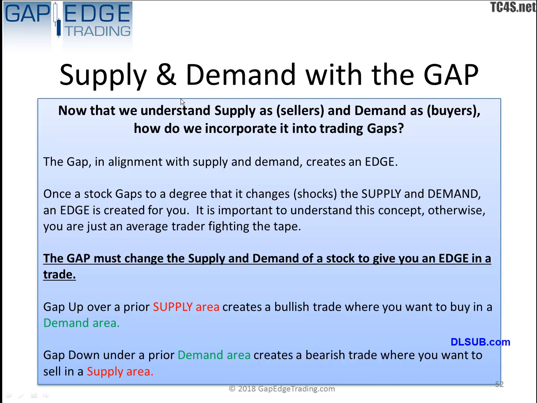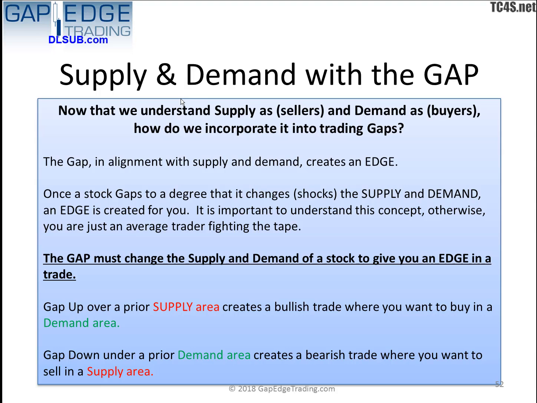Supply and demand with the gap. Now that we understand supply as a seller and demand as a buyer, how do we incorporate it into gap trading? Well, the gap in alignment with supply and demand creates an edge. Once a stock gaps to a degree that it changes the supply and demand, this creates an edge for you. It's important to understand this concept. Otherwise, you're just an average trader fighting the tape.